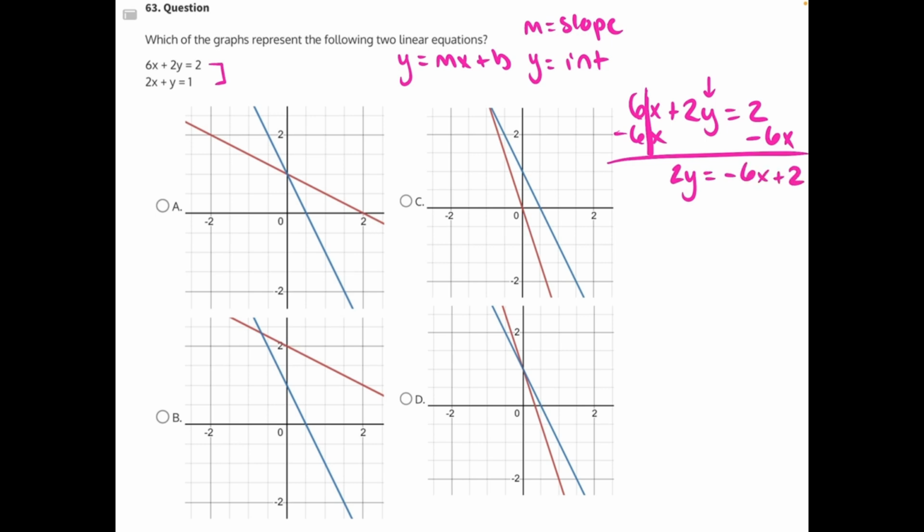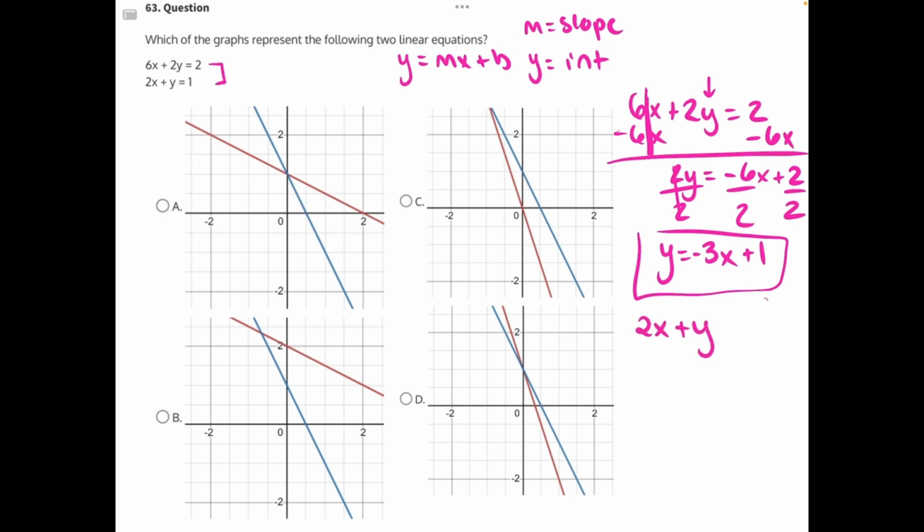And then 2 is being multiplied to y, so the opposite is dividing everything by 2. This will cancel, leaving us with y equals negative 6 divided by 2 is negative 3x, and then 2 divided by 2 is just 1. So here's our first slope-intercept form equation. And then let's do our other one.